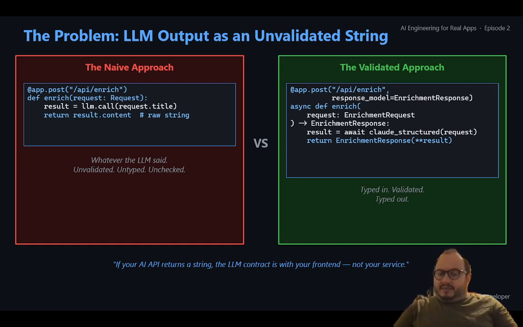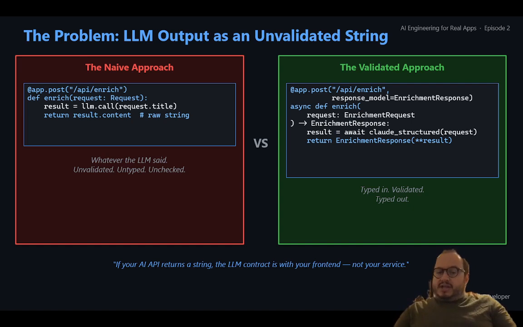LLMs are not deterministic. The same prompt can produce slightly different output on different runs. Model versions change. The model gets confused on edge cases. It adds extra text before the JSON. It returns a list when you expected an object. It omits a required field because the context was long and the instructions got deprioritized. If your API boundary is a string, none of these failures are caught. They propagate into your system.